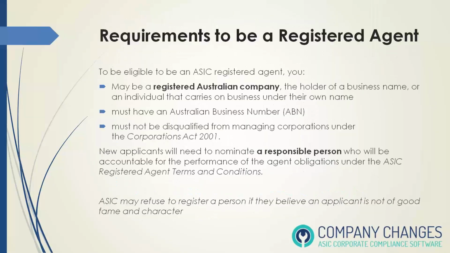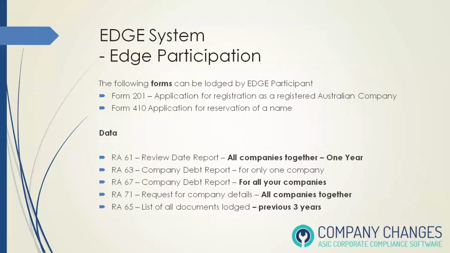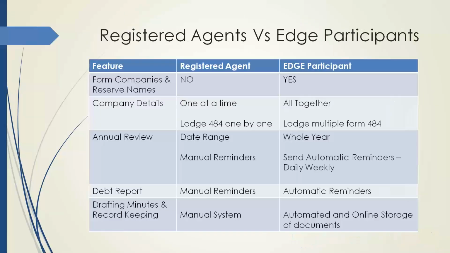I'm just trying to locate that slide. See, as an ASIC registered agent, there are two things. You can become a registered agent, okay? And as a registered agent, you can use the ASIC Edge portal, no problem, right? But if you want to become an Edge participant, you have to apply, okay? And you'll get a different number. If you want to be using the ASIC portal, you have to be a registered agent. If you want to use all this beautiful software like company changes, you need to become an Edge participant. And you get a different number.